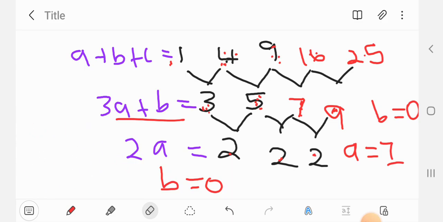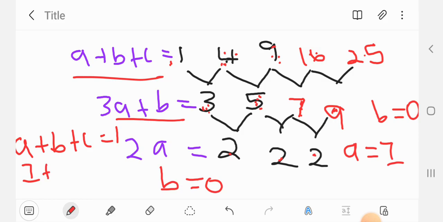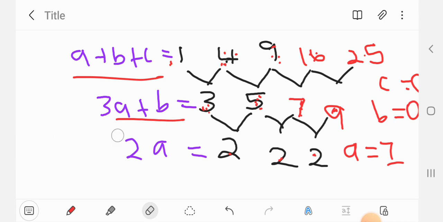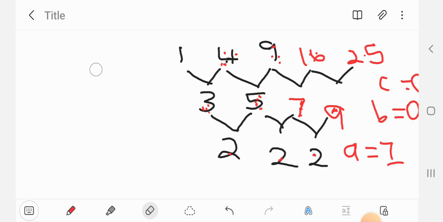And then now we are looking for c. So we're going to use this one. This is a plus b plus c equals to 1. So a is 1, b is 0, and then c equals to 1. So here is 1 plus 0, that is still 1. So c equals to 1 minus 1. So c is also equals to 0. So let's erase all of this. We are done with it now.